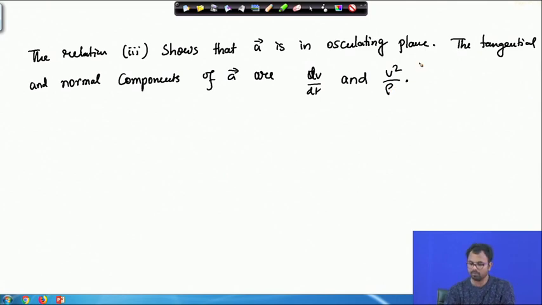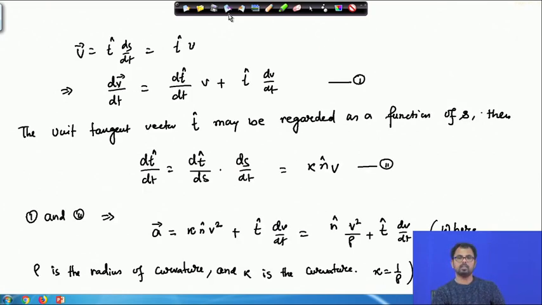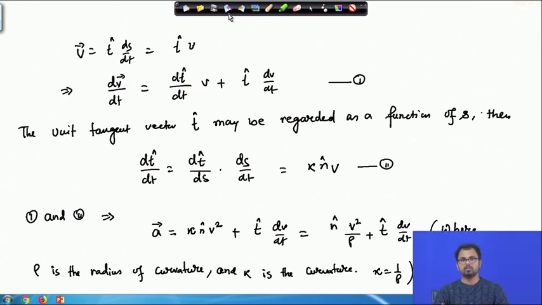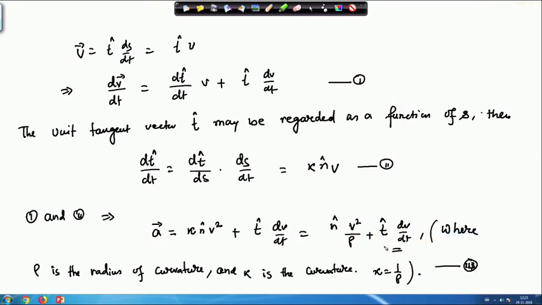So, from this relation we can see clearly that the acceleration vector lies in the plane of t and n, and it is perpendicular to the binormal vector b, so that means the vector a lies in the osculating plane, and the tangential and normal components of a are given as dv/dt, where v is the speed, and v square divided by rho, where rho is the radius of curvature. So, this is another nice formula to remember: the acceleration vector lies in the osculating plane.